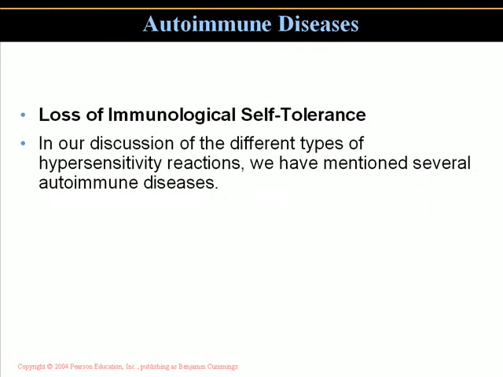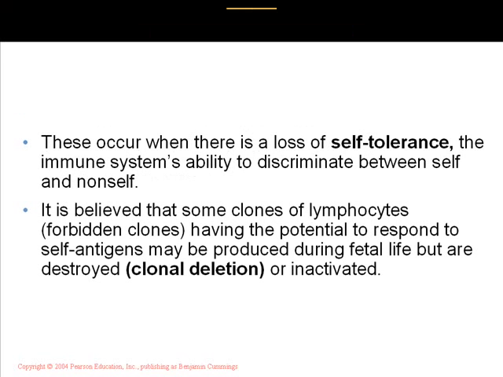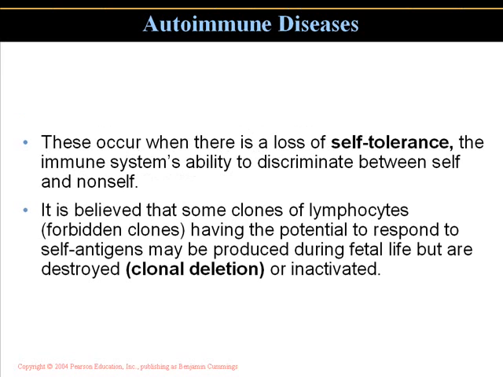Now, autoimmune disease is when individuals lose immunological self-tolerance. In our discussion of different types of hypersensitivity reactions, we have mentioned several autoimmune diseases. These occur when there is a loss of self-tolerance, the immune system's ability to discriminate between self and non-self. It is believed that some clones of lymphocytes, or forbidden clones, having the potential to respond to a self-antigen may be produced during fetal life, but are destroyed or inactivated.